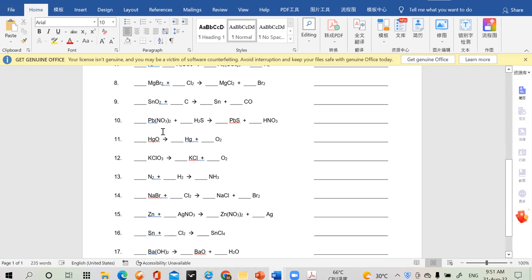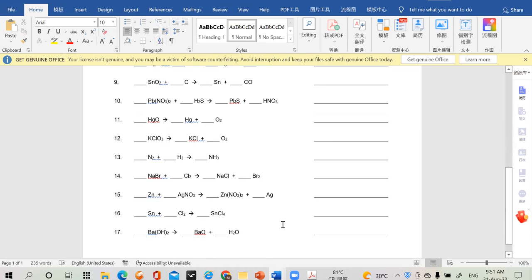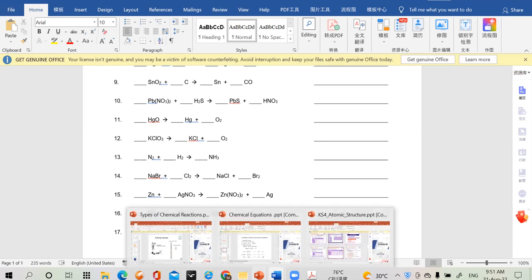Always do metal first, and do any non-metal except hydrogen and oxygen, then do hydrogen, then do oxygen. Or in this case, polyatomic ion first for number 10, then the metal like Pb, lead, then a non-metal like sulfur, then hydrogen, then oxygen. Trust me, it will work out just nicely, all right? Hopefully, okay? In case you mess up your math, then, well, you have to try again.